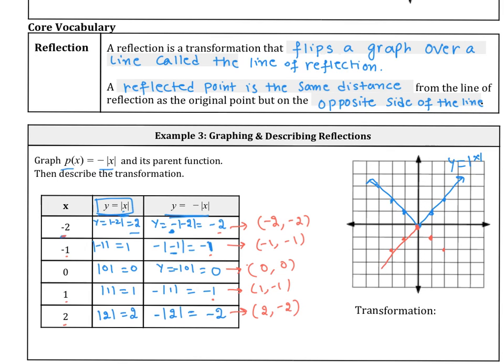And you can see that the negative absolute value of x is flipped across the x-axis. So this line is called the x-axis, and the negative absolute value graph is flipped over the x-axis. Then the transformation is a reflection over the x-axis line.